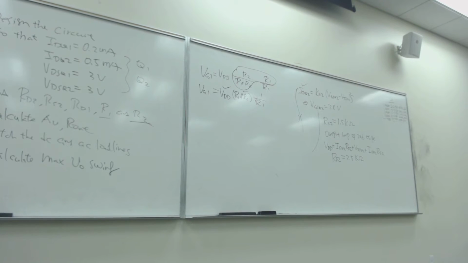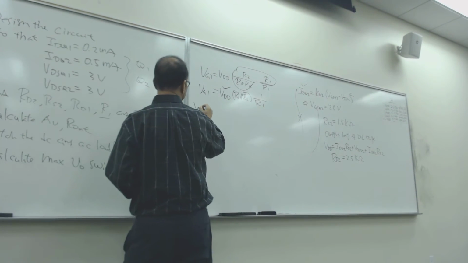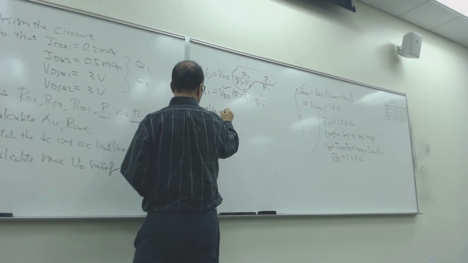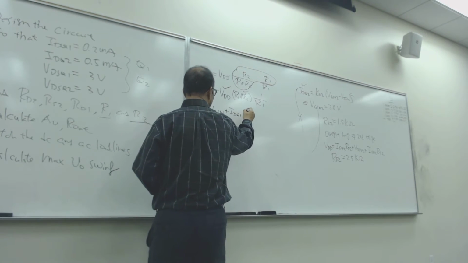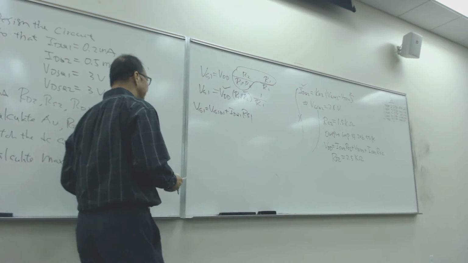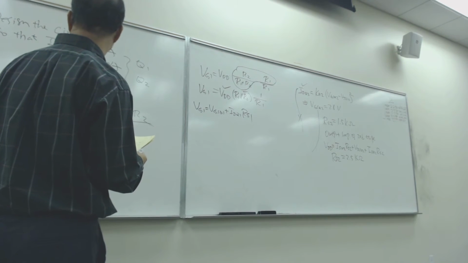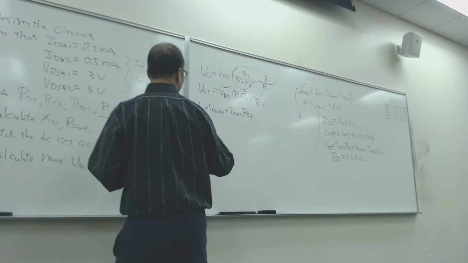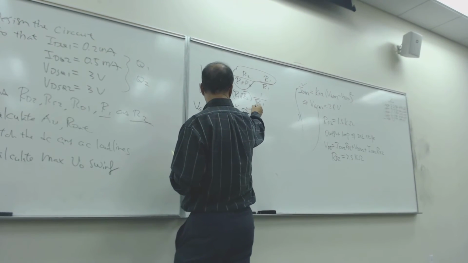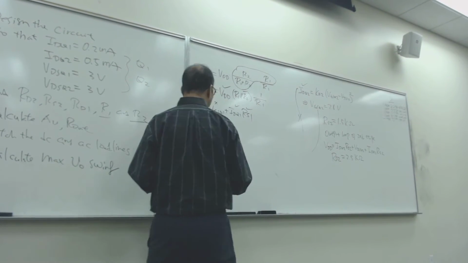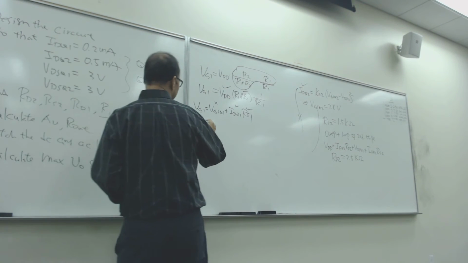What is VG1? If you go around the loop, VG1 is VGSQ1 plus IDQ1 RS1, right? Okay, did we find out what VGSQ1 was? No. It's not given yet, we don't know it yet, right? But we can find it.